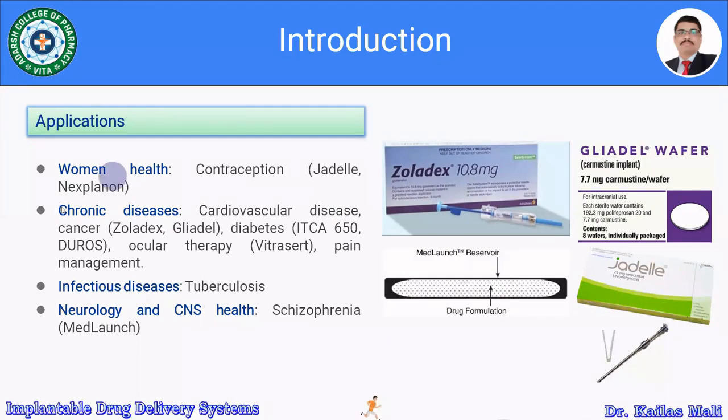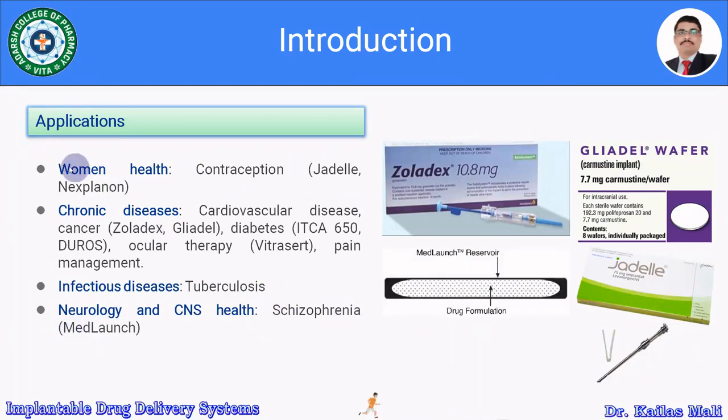Nexaplanon. Then for chronic diseases like cardiovascular disease, then cancer, that is Zoladex. So this is Zoladex. Then the Gliadel. Then for diabetes, Itka 650, Diros. Then ocular therapy, Vitrasert, and pain management. Then in the case of infectious diseases, it is possible to treat tuberculosis by using implantable devices, which is under development. Then neurology and CNS health, like schizophrenia, for example, Medlaunch.